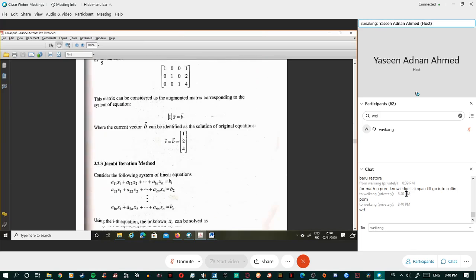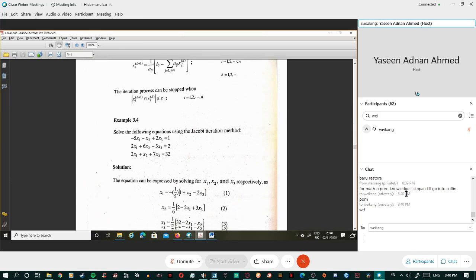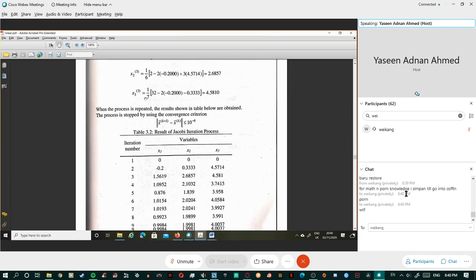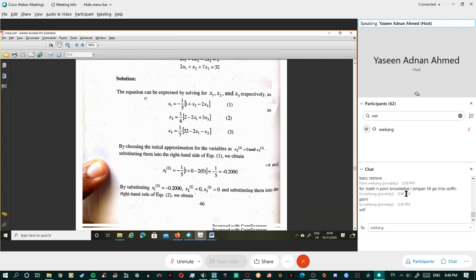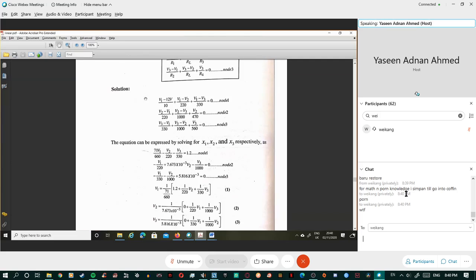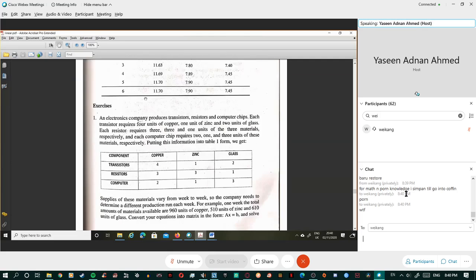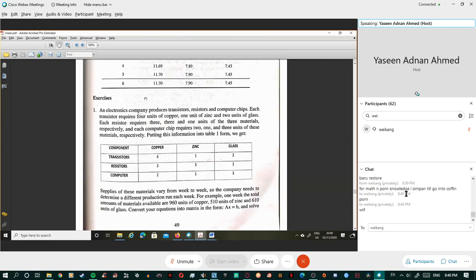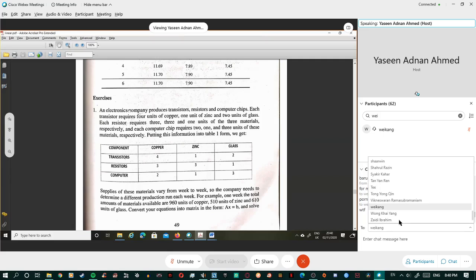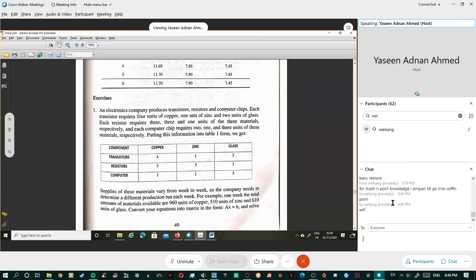How about this one? Okay, so you want more problems to solve because we have time. Okay, this one is already solved. How about this one? Let's see. An electronic company produces transistors, resistors, and computer chips. I am reading it for the first time. So let's try to understand the problem. So this is a company. This produces these 3 things.